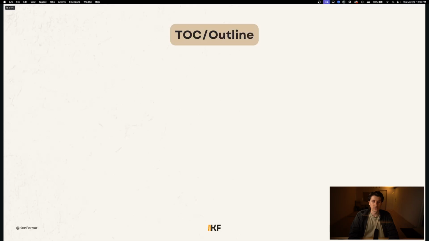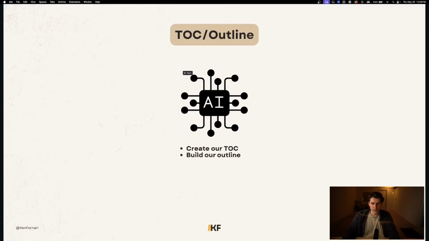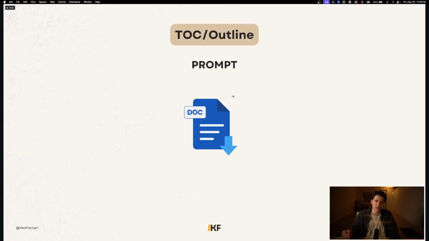So when it comes to building our table of contents and our outline for our book, we of course are going to use AI, specifically ChatGPT. We're going to first create our table of contents, and then we're going to build out our book outline from that table of contents. But let's go and build our table of contents and our outline.